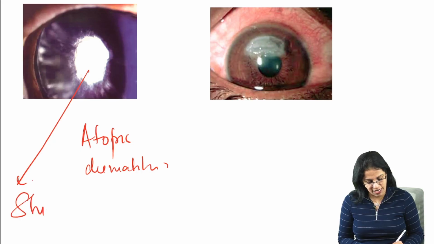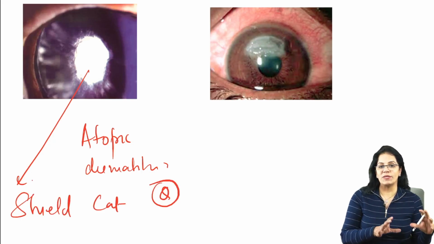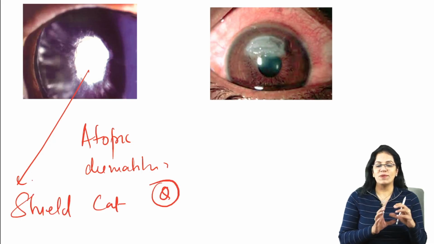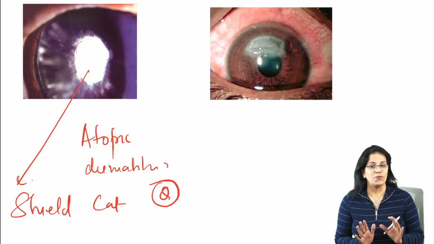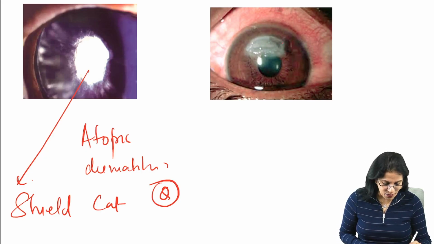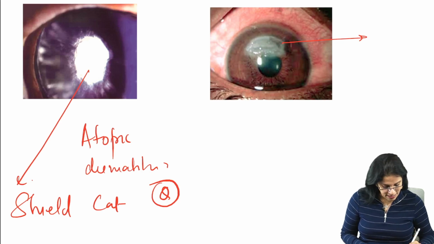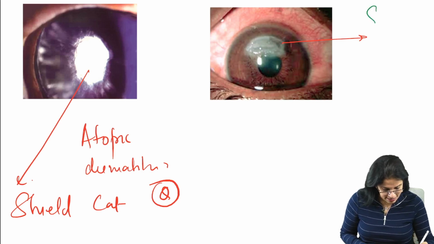We call it shield cataract. So this is another exam question. These are the three pre-senile cataracts: diabetic, myotonic dystrophy, and atopic dermatitis, that you have to know. And of course, because we were talking about shield, I also added this slide. What is this? This is shield ulcer. It is not a cataract, it's a shield ulcer.